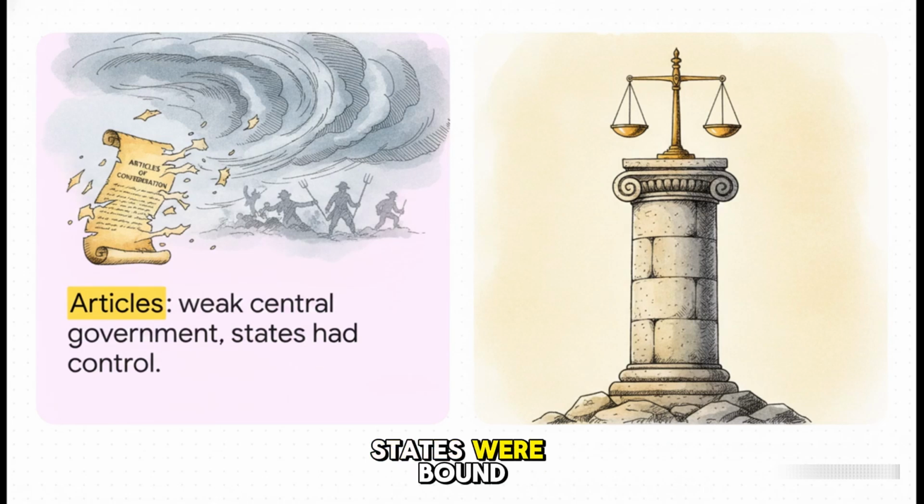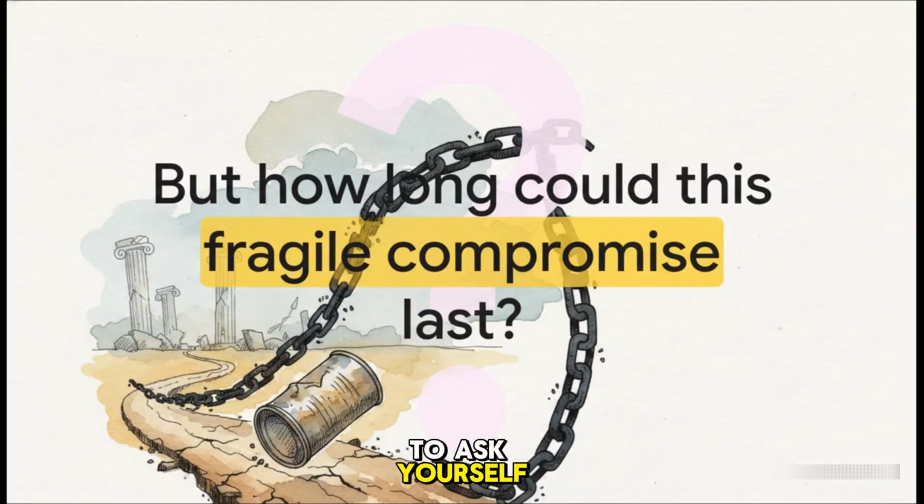See, the early states were bound by the Articles of Confederation, which were incredibly weak. They couldn't even handle basic domestic unrest. Realizing they desperately needed a stronger core, they went back to the drawing board and drafted a powerful new constitution, built on a brilliant yet super delicate system of checks and balances. But you have to ask yourself, how long could a fragile compromise like this actually last?